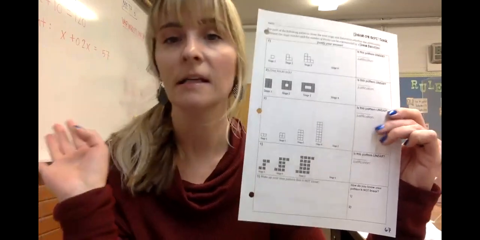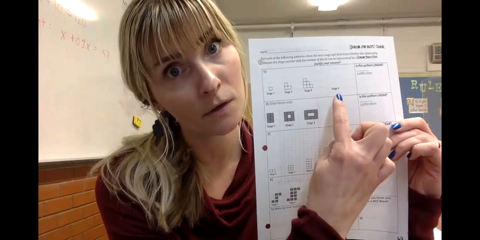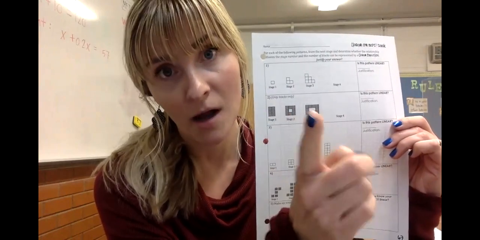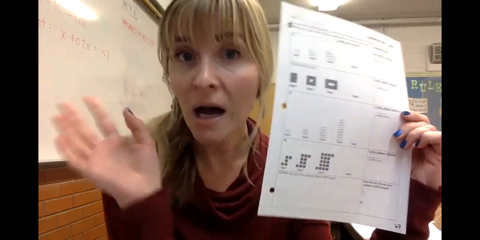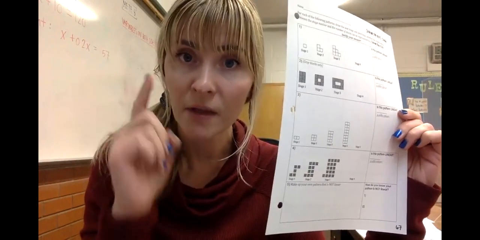What I need you to do first, just this thing first, is pause me and draw, based on the pattern you see here, what should stage 4 look like? Draw it. What should stage 4 look like on this one? Draw it. Focus on the gray tiles. What should stage 5 look like? Draw it. And on this one, what should stage 4 look like? Pause me right now and draw the next stage.